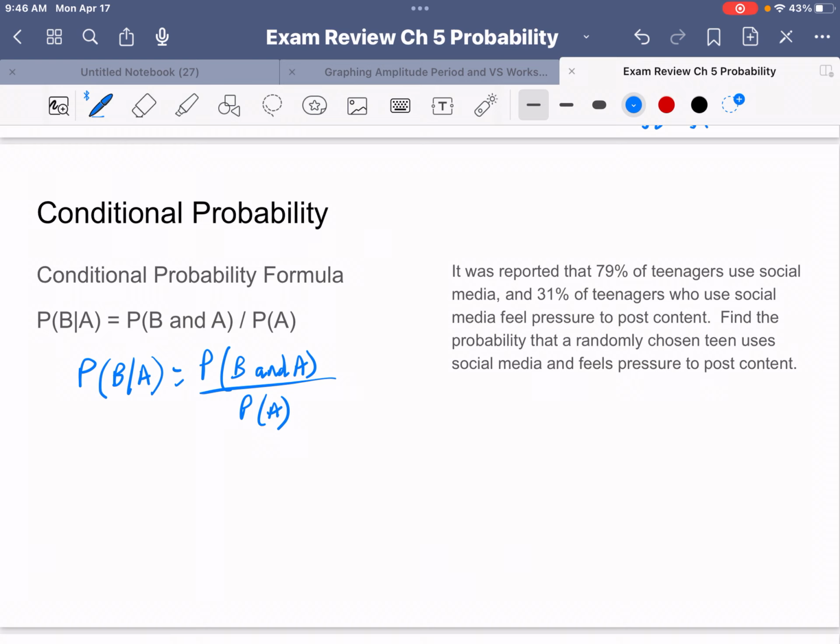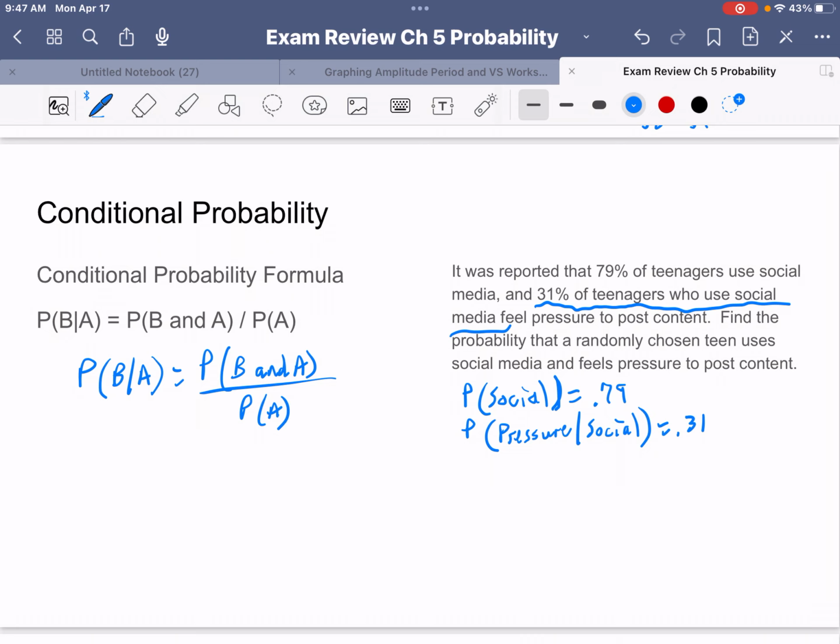It was reported that 79% of teenagers use social media. P(social) equals 0.79. 31% of teenagers who use social media feel pressure to post. The probability of pressure given that they use social media is 0.31. See, that's the conditional statement right there. 31% of teenagers who do use social media, in other words, given they use social media, they feel pressure.